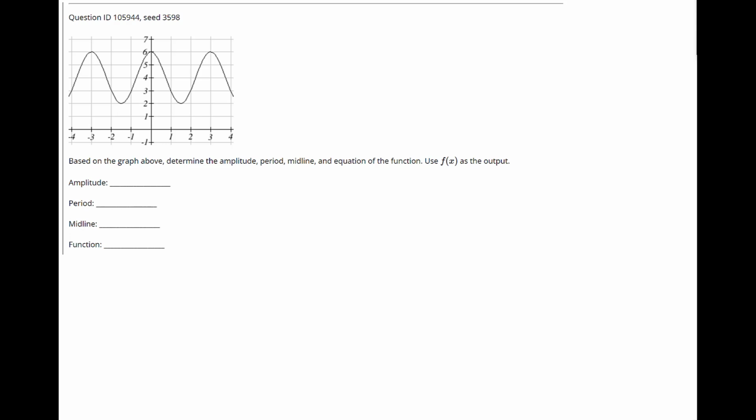Okay, for this problem, we're trying to find the equation of the function. So a couple things just to start looking at it. Amplitude, you can see from the low to the high, that's 6 minus 2, which is 4. So the amplitude is going to be half of that. So 4 divided by 2 is 2. So that's our amplitude.